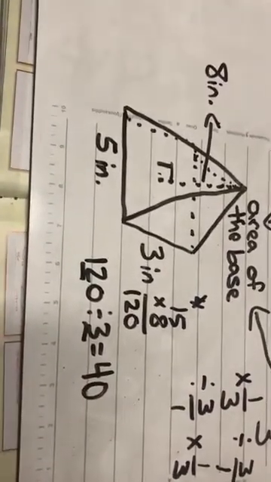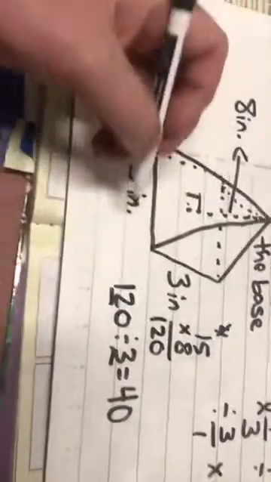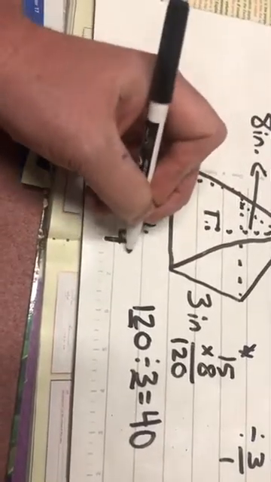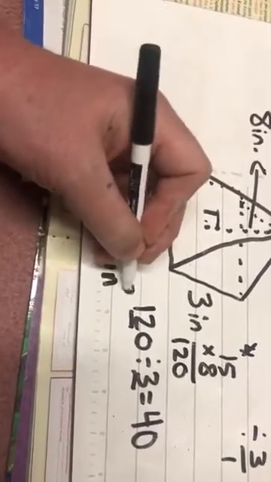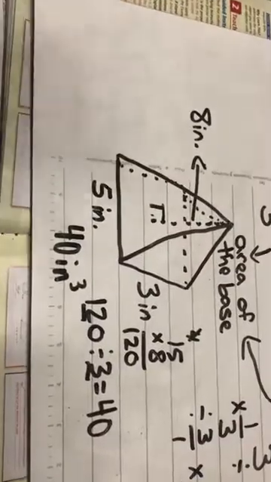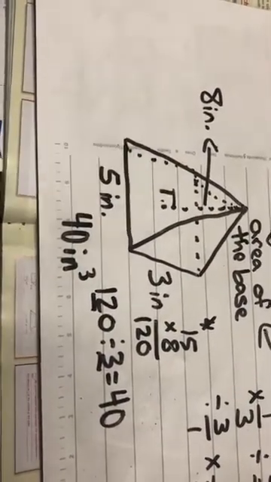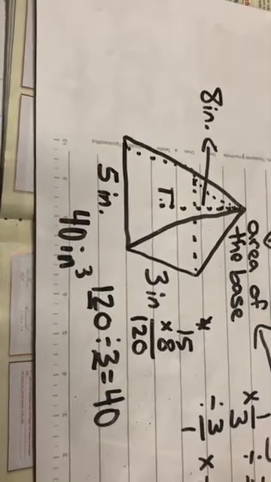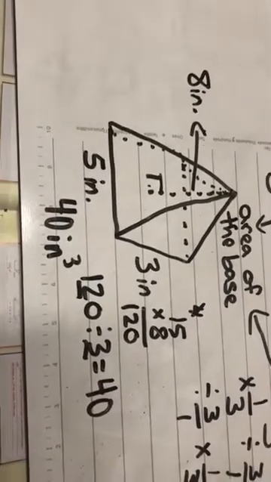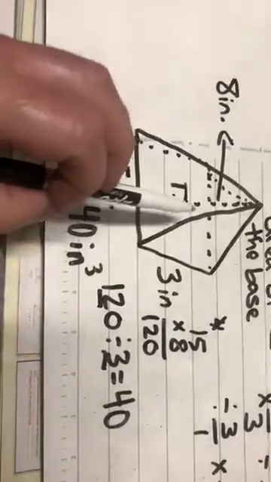The volume of this rectangular pyramid is 40 cubic inches. Remember, volume is done in cubic. If you had a Rubik's Cube, 1 inch long, 1 inch wide, 1 inch high, I could fit 40 Rubik's Cubes that size inside this rectangular pyramid.